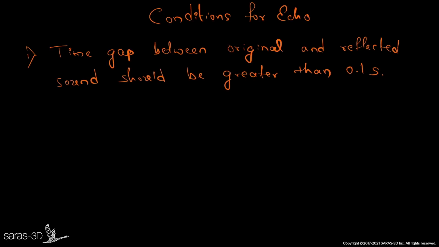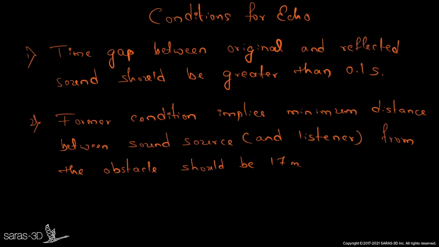So we will summarize this. The first condition for echo to be heard is that the time gap between original and reflected sound should be greater than 0.1 second. This condition implies the minimum distance between the sound source and, assuming the listener is also at the same point, the obstacle should be 17 meter. You should note that echo is possible due to a one-time reflection from the obstacle.